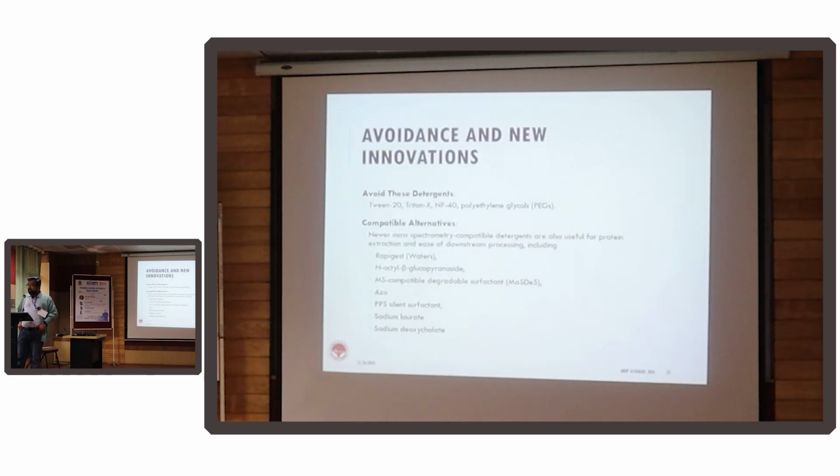Next, if you have lots of money, you can use mass spec compatible detergents, but again it costs money. Rapigest is by Waters, N-acetyl, B-glucopyranoside, azo, PPS Silent, sodium lauryl, sodium deoxycholate. These are costlier, and sometimes patented methods by which you can digest your proteins. Protify have lots of methods by which you can get better proteome coverage, but you have to compromise on the money part, right?